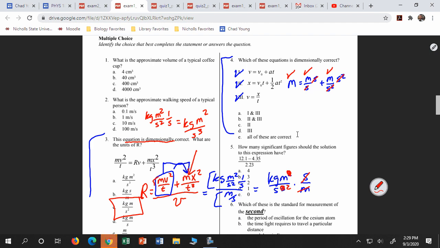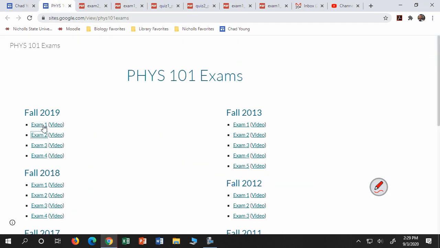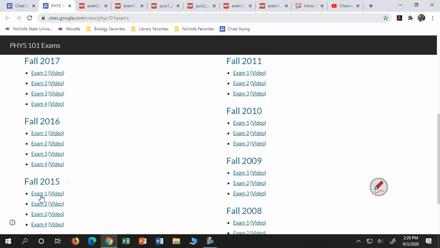All right. How are you guys doing with estimations? Well, let's just take a second and look at them, because students, for some reason, that's what they struggle on. Let's see what fall 15 has for us.